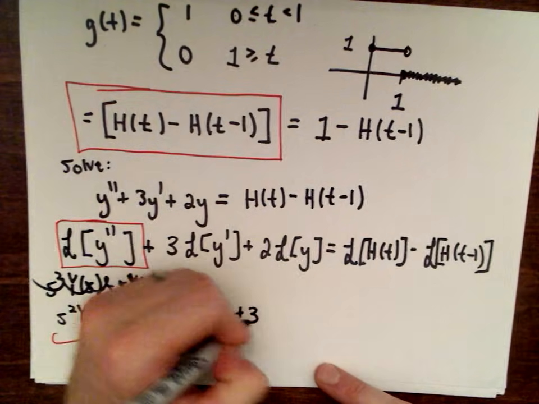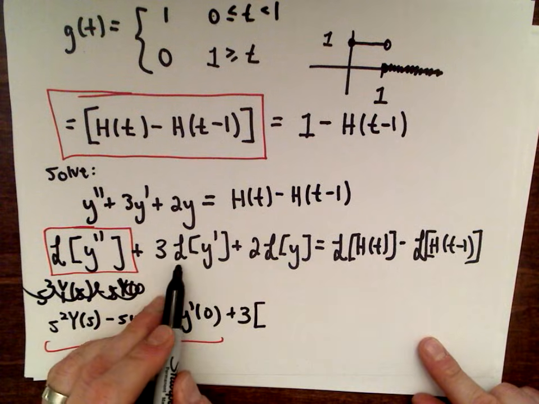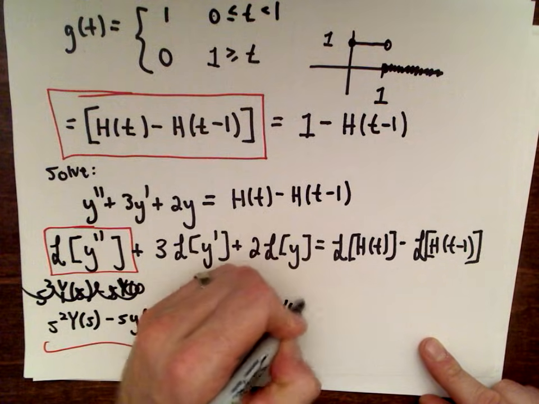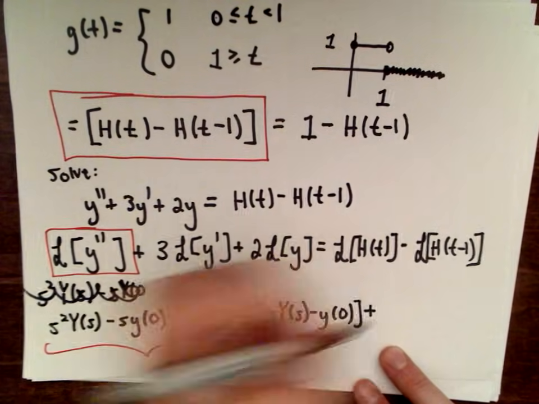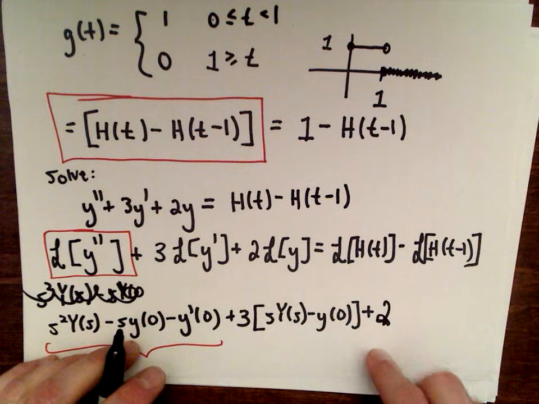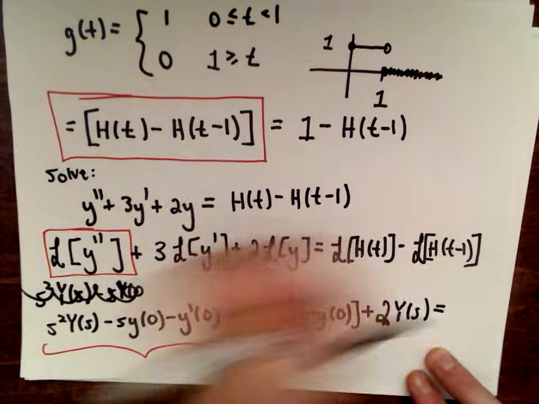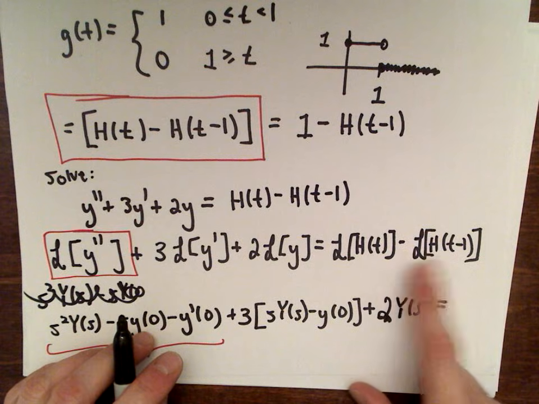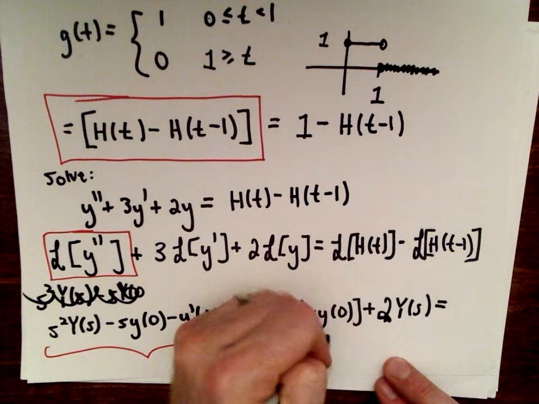So then we have plus 3 times the Laplace transform of y prime. The Laplace transform of y prime is given by the formula s capital Y of s minus y of 0. And I'm going to run out of room here. Plus 2 times the Laplace transform of y, and that's given by capital Y of s. Now, we have to take the Laplace transform of h of t minus the Laplace transform of h of t minus 1. So I'm just going to write that down because I'm going to compute that off to the side.